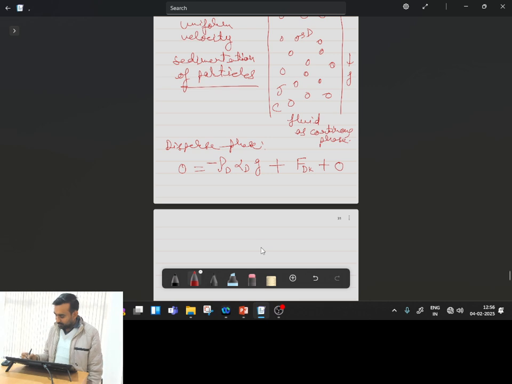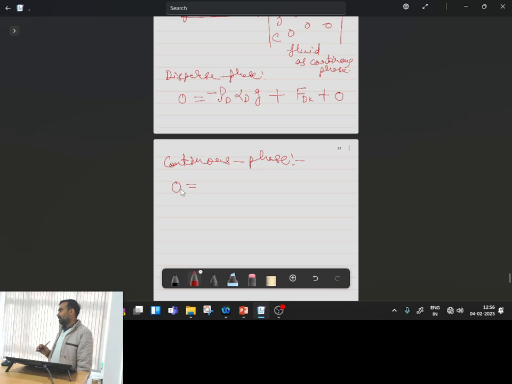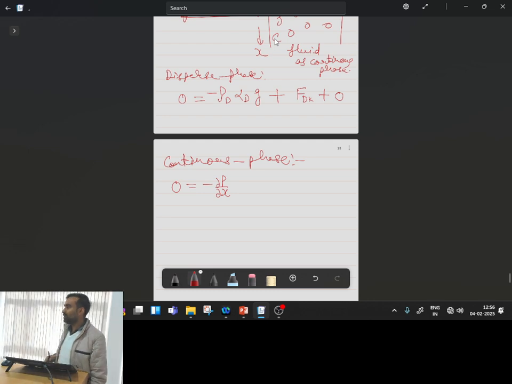What will be the momentum equation for the continuous phase? Please tell me. The continuous phase is stagnant. What will be its acceleration? 0. But the continuous phase is crossing the boundaries of the control volume, so it will have a pressure force, minus del P by del X. Let me consider this direction as X. If you consider Y, then it will be Y. It will be only in a single direction because we are writing the momentum equation only in the direction where particles are falling.